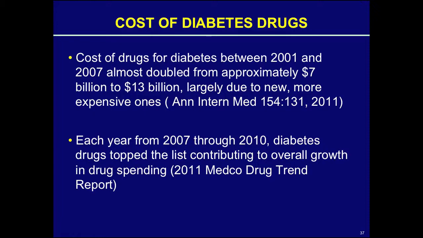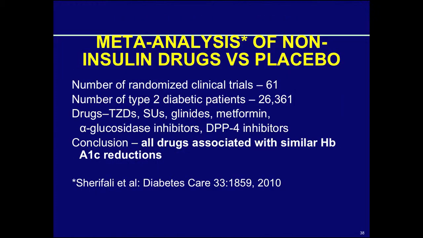The diabetes drugs have been the class that has topped the list for the growth in drug spending in recent years. So, which one of all these drugs should we use? Well, let's look at the first criterion, effectiveness. This is a meta-analysis of non-insulin drugs versus a placebo.